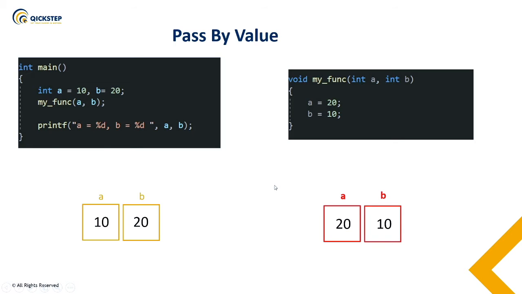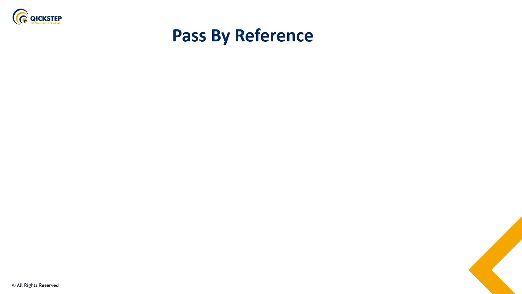So now when I print this, you can see that the output of a is 10 and b is 20. So this is all you need to know in pass by value. Okay, so let's move on to pass by reference. So what happens in pass by reference?